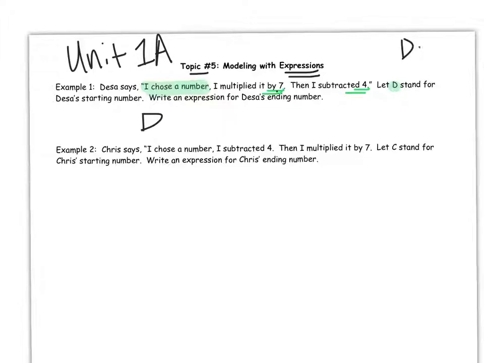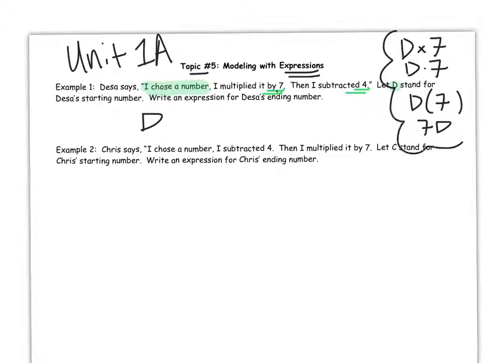D x 7, that means multiply, right? You learned that when you first learned to multiply. We could do D dot 7. We could do D parentheses 7. Or you could just do the 7 right next to the D like that. These all mean multiplication. So I'm going to actually choose the one that is most mathematically correct. They're all correct, but the one that's most commonly used by mathematicians is this one right here, 7D.